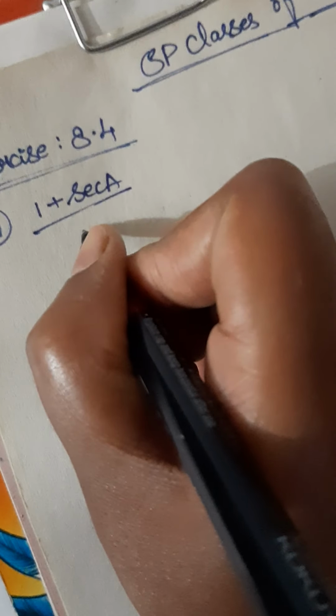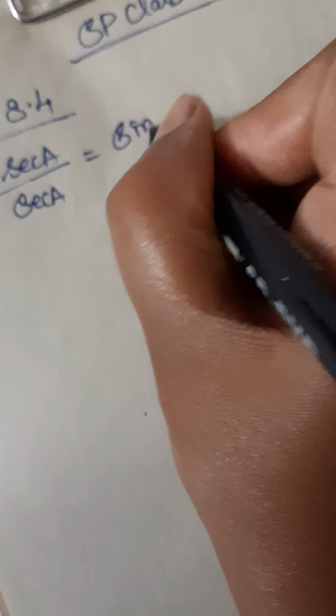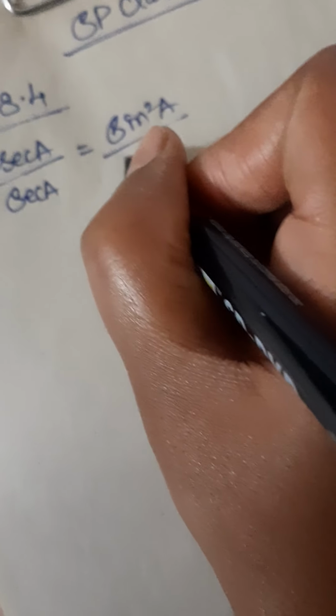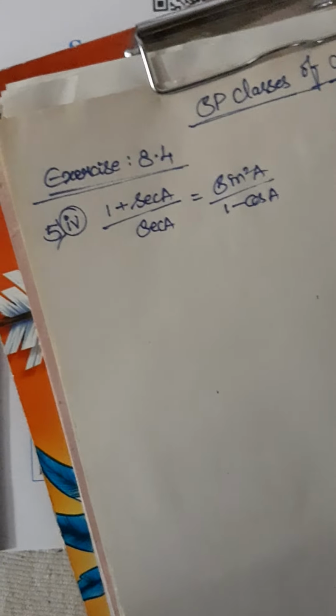So in this question we have to do both the simplifications separately. Both means LHS and RHS. It is equal to sin square a divided by 1 minus cos a. So in this, first let's take only our LHS.